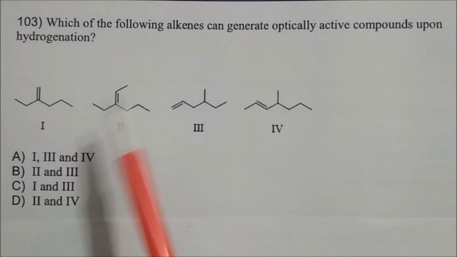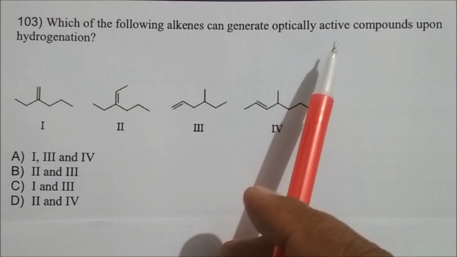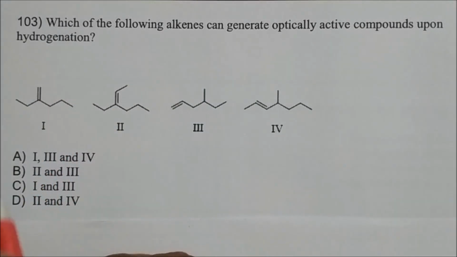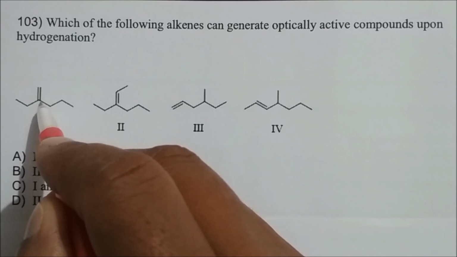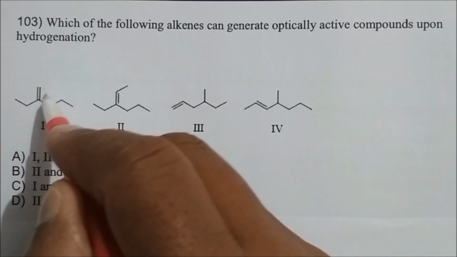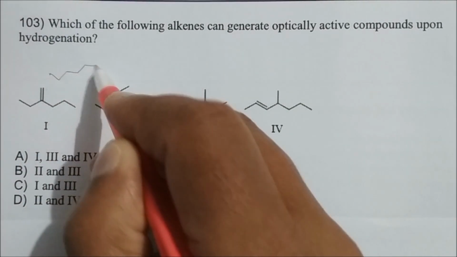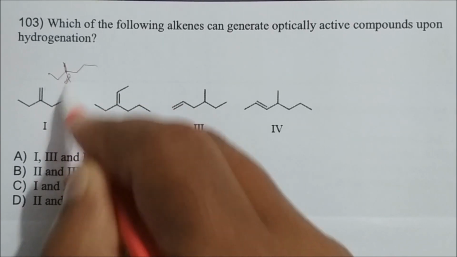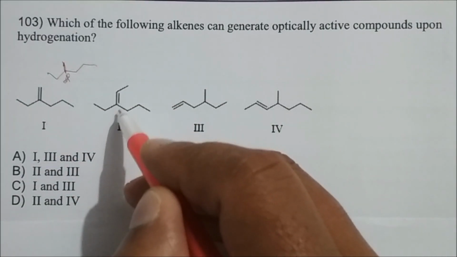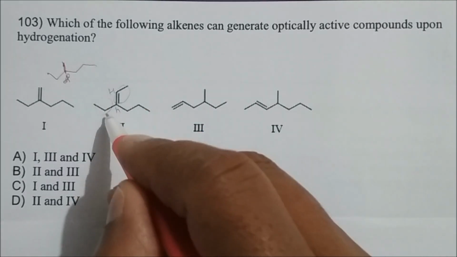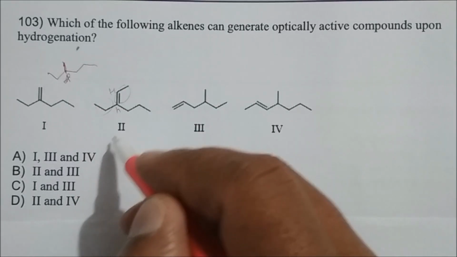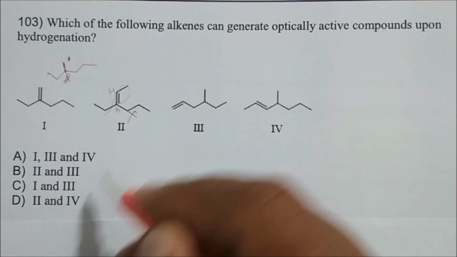Which of the following alkenes can generate optically active compounds upon hydrogenation? On addition of hydrogen, what will happen? Hydrogen will be added on both sides. So this becomes a chiral carbon, correct? If you hydrogenate this one, both hydrogens are added, so there are two same groups present, C2H5. So this is not chiral.